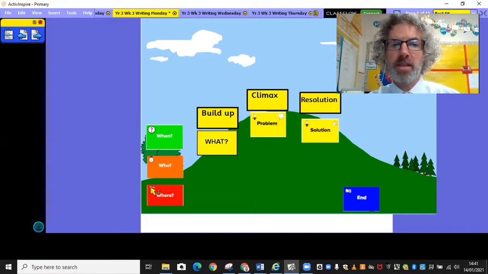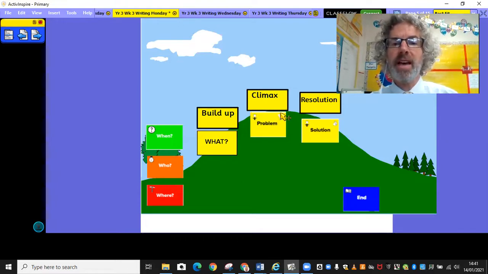Most stories start explaining when things happen, who's in the story, the characters, and the setting, where the story is. Then something happens, that's the what, and that can be described as the build-up of the story.